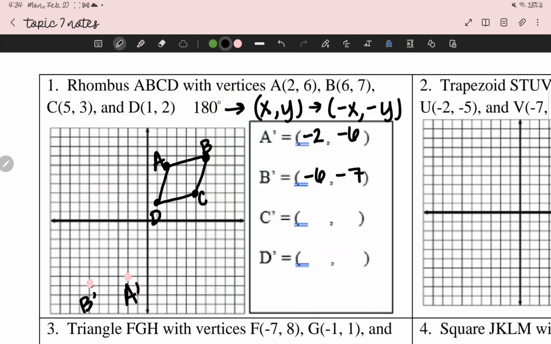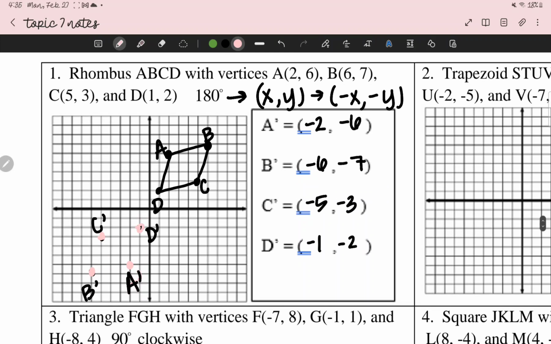Okay, C will be -5, -3. -5, -3 is my C prime. And finally, I have D, which is going to be -1, -2. Okay, -1, -2 is my D prime. I'm going to go ahead and connect all of my points, and I have correctly redone both of my original and my new shapes.